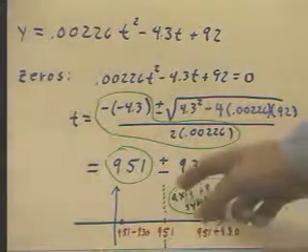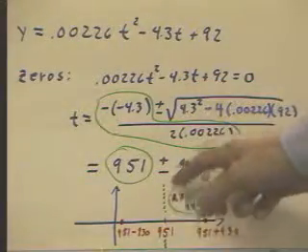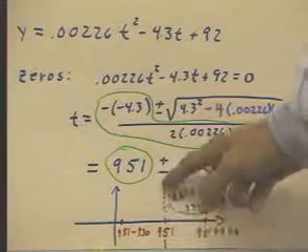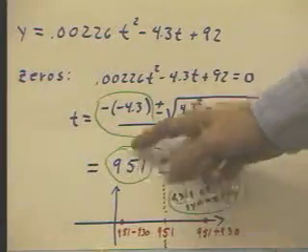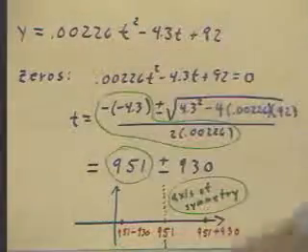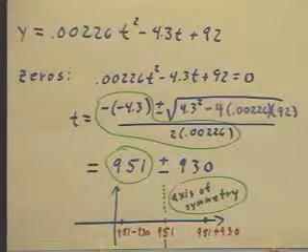Once more, we're going to be able to find the location of the vertex on this axis of symmetry. We don't know how high or low it's going to be, but we're going to be able to find it by plugging 951 back into the function. I'll make one more note.